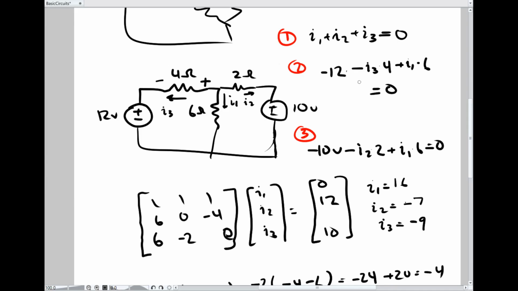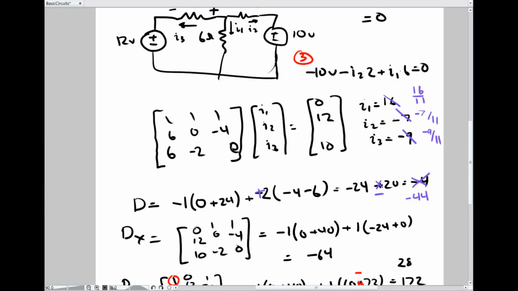Now I have other equations that are not checking. So I took some time to find my mistake, and I found out that this should be a plus here. The reason being is this minus 2 is in an odd position, and there should be a minus sign. If you remember this mask for determinants, plus minus plus minus plus minus plus minus plus. So then my determinant, my d, should be minus 44 as opposed to minus 4. And so these currents, I1, I2, and I3, should all be over 11. So 16 over 11, minus 7 over 11, and minus 9 over 11.